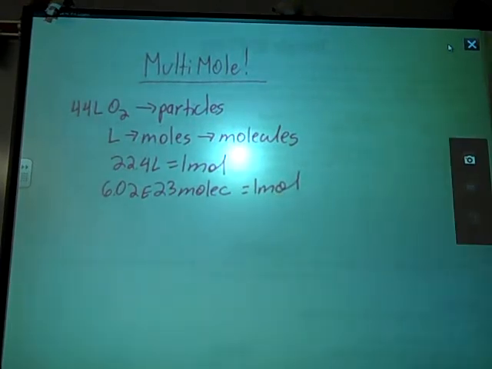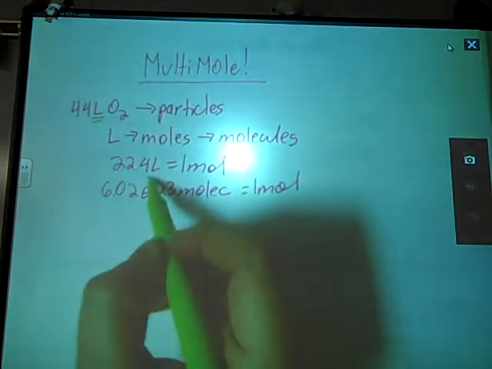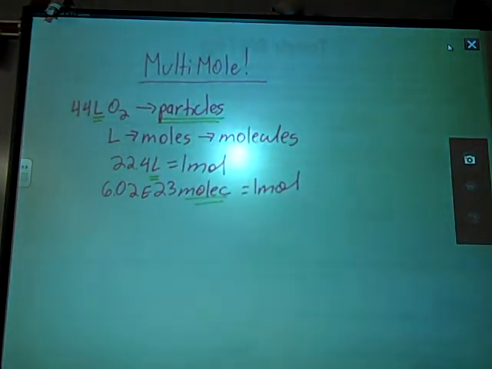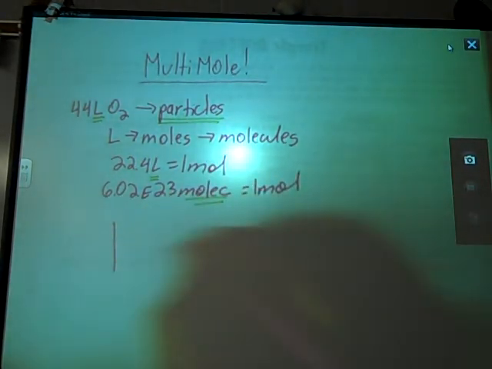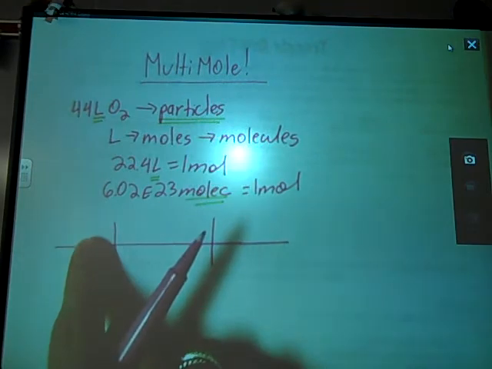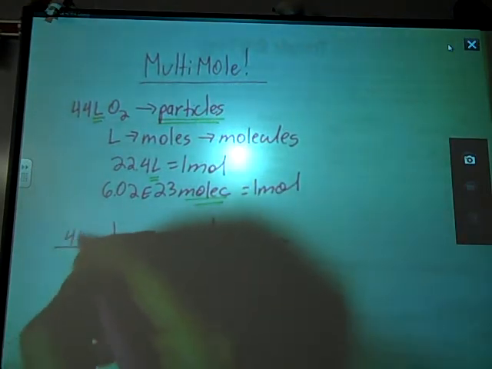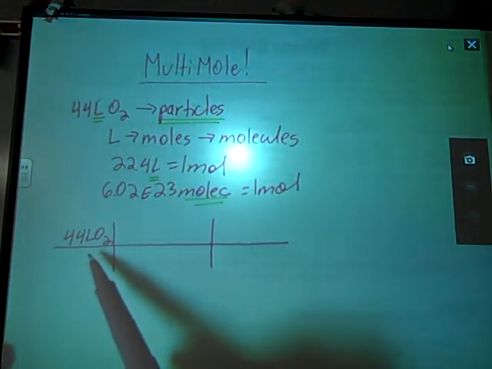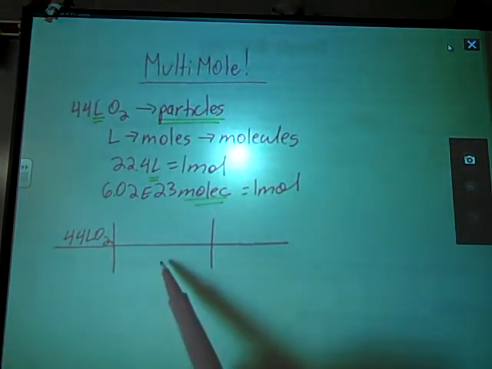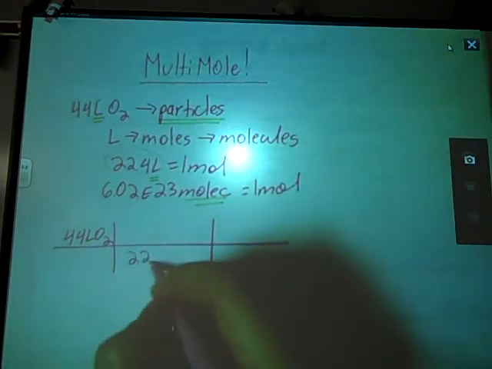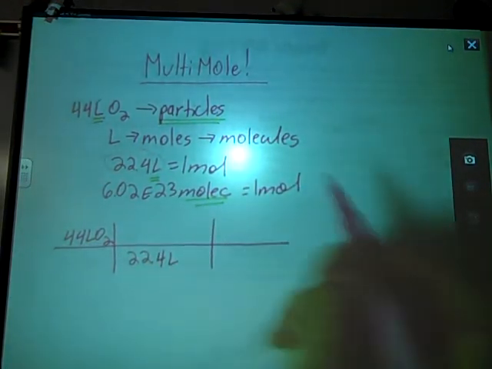Now my starting unit is present in liters. My ending unit is present in molecules. I'm good to set up my boxes. I'm going to need 2 sets. First box always is the number that I am given. 44 liters of O2. Took care of that piece there. I don't want liters. I want them to go away. Got to go down here. 22.4 liters is my conversion factor.